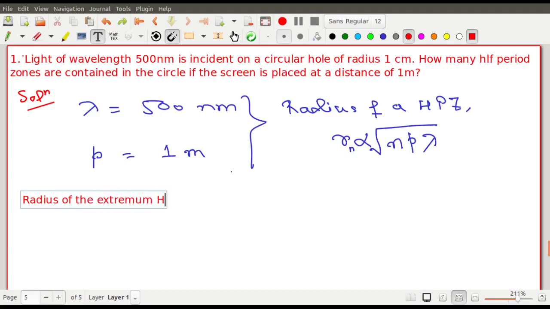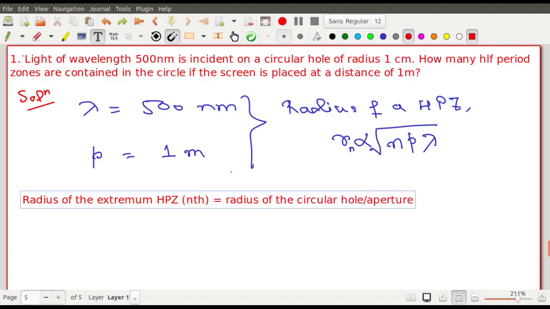Write: radius of the extremum half period zone, that means the nth one, is equal to what? It is equal to the radius of the circular hole or aperture, whatever you call it. The last half period zone that will enter through the hole will have a radius equal to that of the hole. So that is very much understandable. Now the problem is easy, so now you have no difficulty.